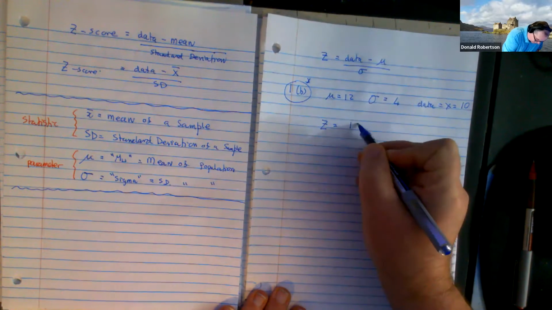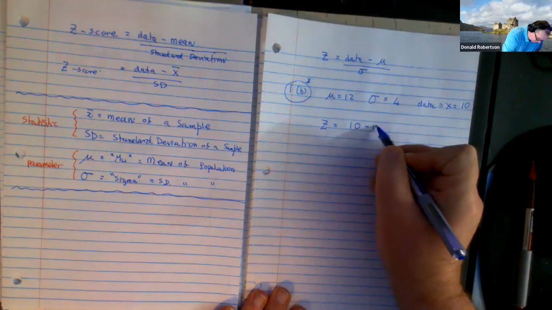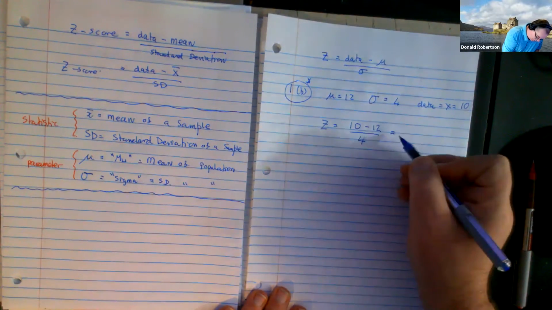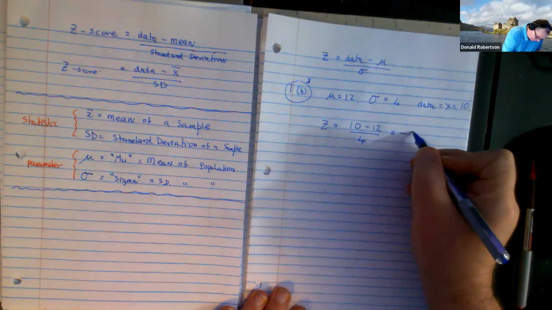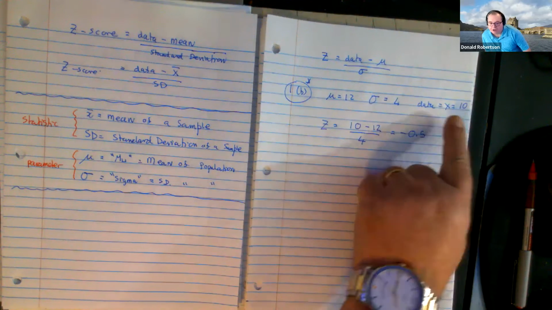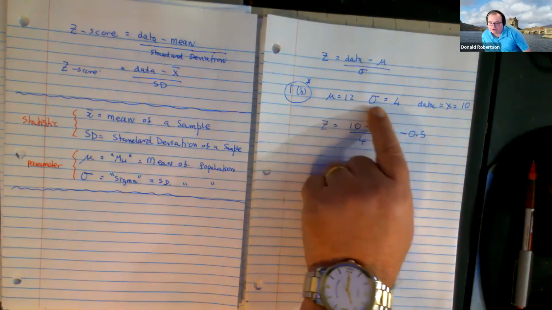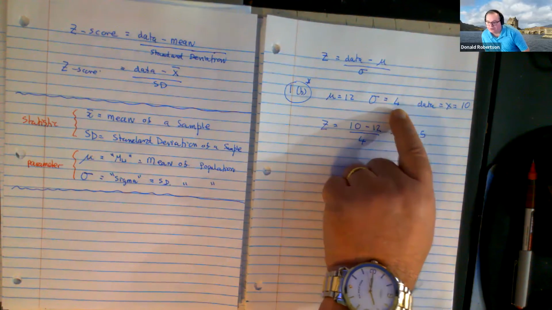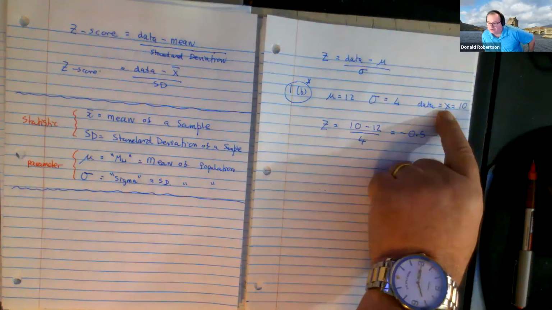So the z-score is going to be the data, take away the mean, divided by the standard deviation. You can do that in your calculator and you get negative 0.5. Are we okay with that kind of calculation? If you tell me the mean, the standard deviation, and what the data is, they're just going to call the mean mu. The standard deviation of the population is going to be called 4. And instead of saying the word data, they're going to just call it X. Is that good? Any problems with that?